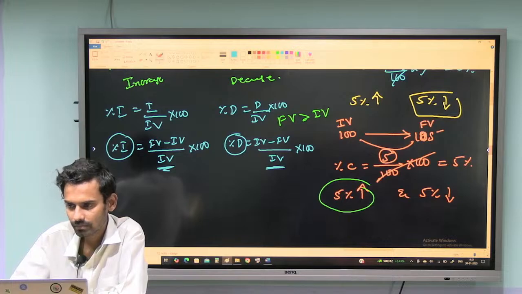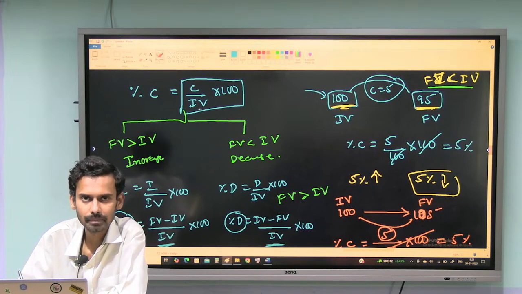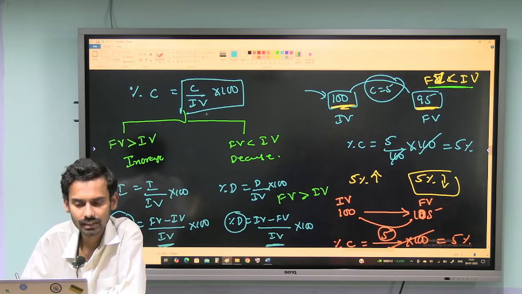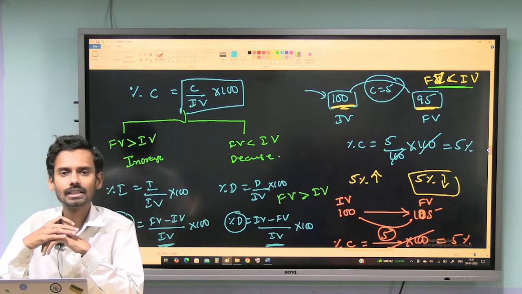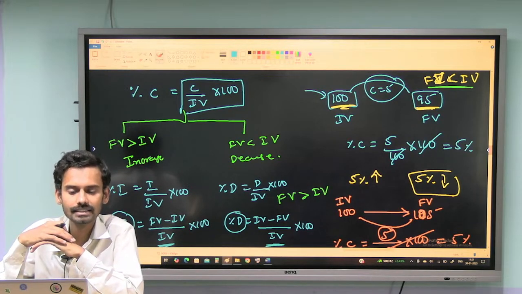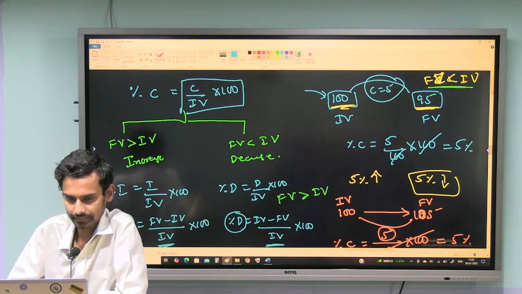So the first formula will be for percentage change, which is nothing but the change compared with respect to the initial value, so change by initial value into 100. There are two types of change: one is percentage increase and the other is percentage decrease. We say something is increasing if the final value is more than the initial value, and we say something is decreasing if the final value is less than the initial value, and the formulas will be like this.